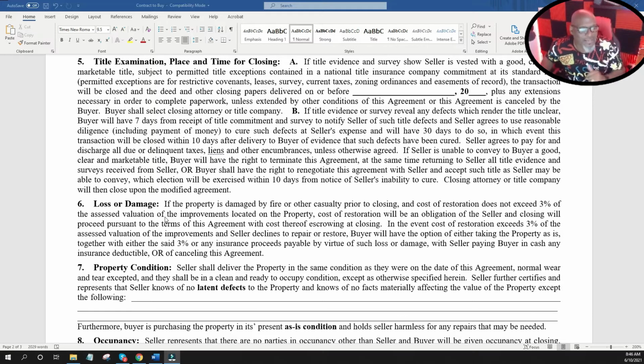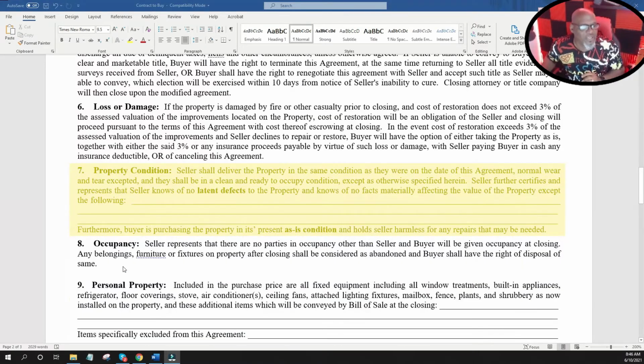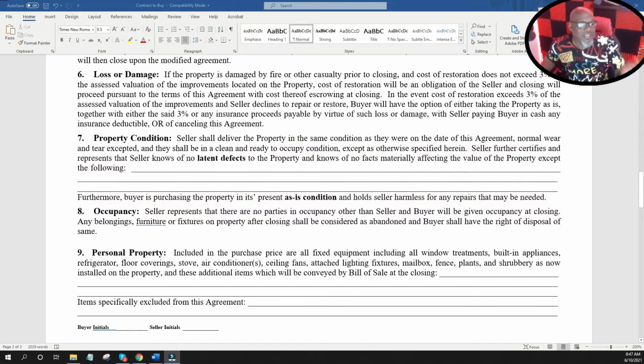Now, property condition, section number 7. Section 7 just says that the property shall be in the same condition at closing that you last approved it. So if you went to the property and it was in the type of condition that you wanted to put it under contract, it has to stay in that condition. They are not supposed to take anything out of that property unless it's in that same condition that you agreed on to take the property over.